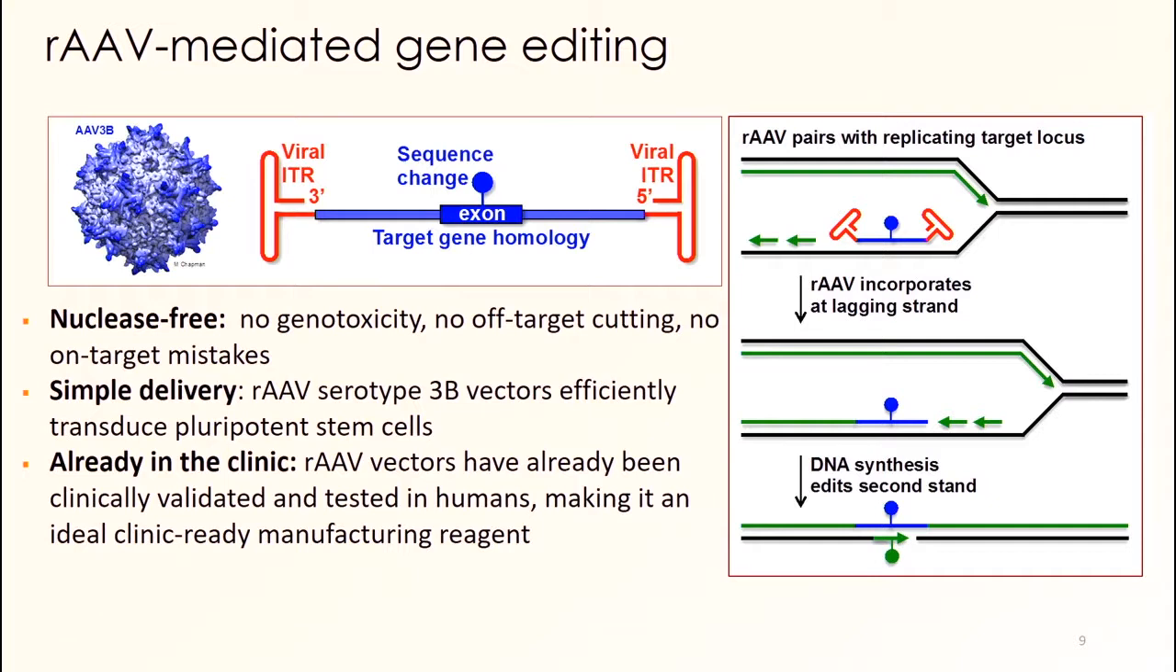You can trim off these ITRs with various cellular functions, and it will get incorporated into the lagging strand just as an Okazaki fragment would, along with whatever mutation you're trying to introduce. Then you can do another round of DNA synthesis or repair synthesis to get the second strand edited. And that is how you can do the editing without a nuclease, without breaking the DNA.